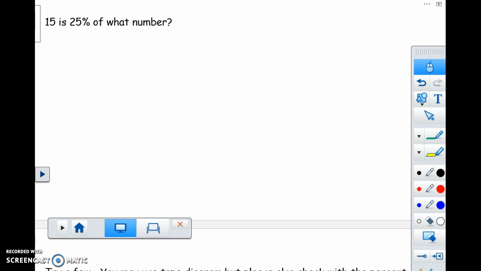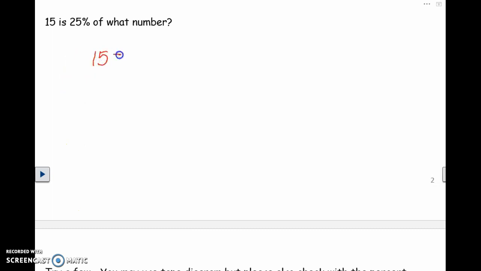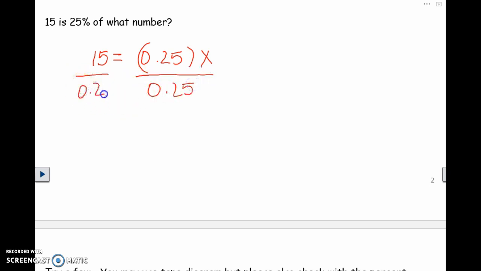All right, last one to go. I scrolled up. I hope you can still see the screen. How about this one? 15 is 25% of what number? Now we know the 15, and we know is means equals. We know 25% is the same thing as 0.25 or 25 hundredths. Of means multiply. But we don't know what we're multiplying. So this is our equation. Now you know why we spend so much time with equations. Now we can solve by dividing both sides by 25 hundredths. Wow, that's going to be big. 15 divided by 25 hundredths.